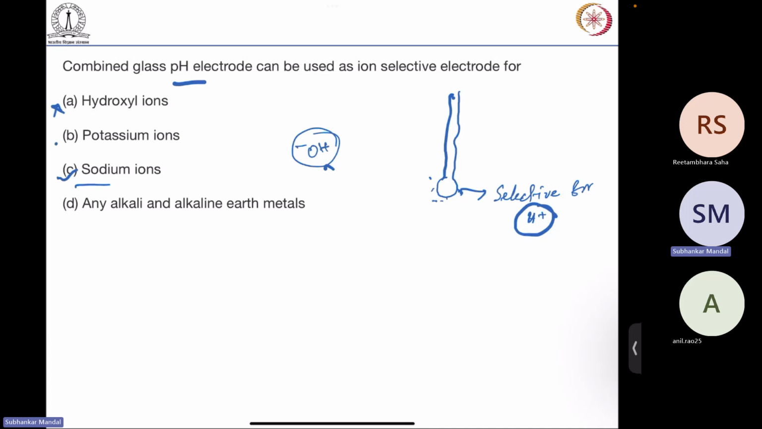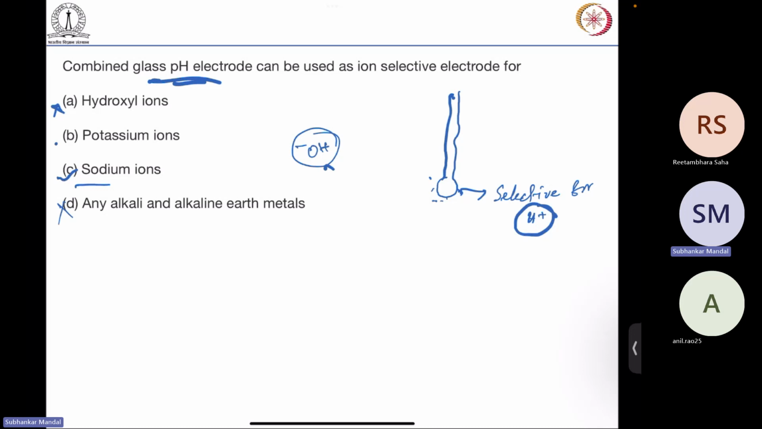But potassium or any other alkaline earth metal ion is also not possible. Between potassium ion and sodium ion there is a probability, but we have to think that the sodium ion is much smaller in size compared to the potassium ion, and H plus is also small in size. So the sodium ion can migrate, and the combined glass pH electrode can be used as an ion selective electrode for sodium ions.